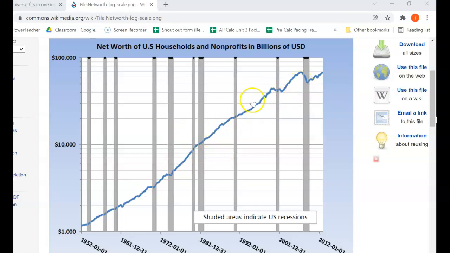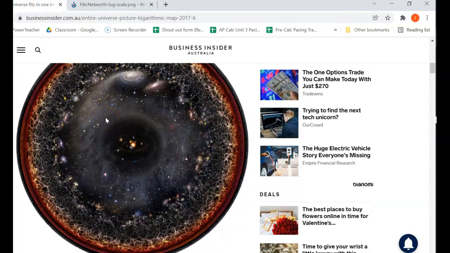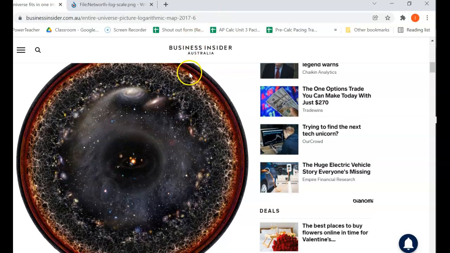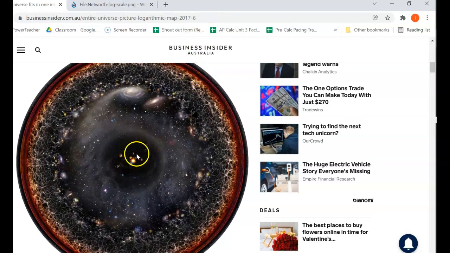So this is an easier way to represent this information. This part where we're going down, by the way, is about right around the time I graduated college and started looking for a job. So that's one example of where we use this, and here is a really cool example. This is an image of the universe. Notice we're at the center.